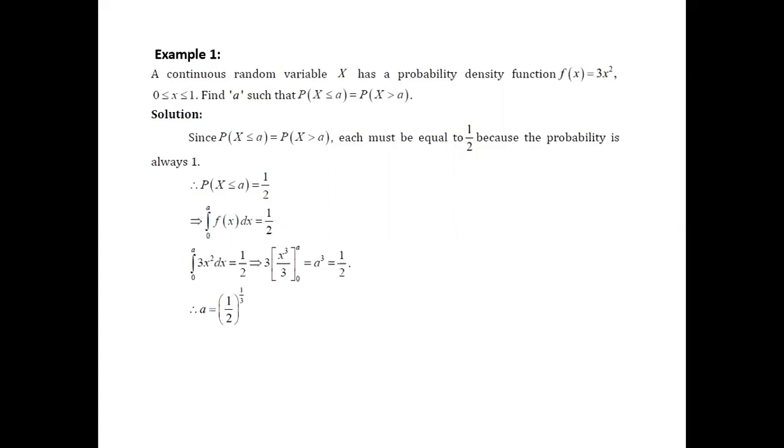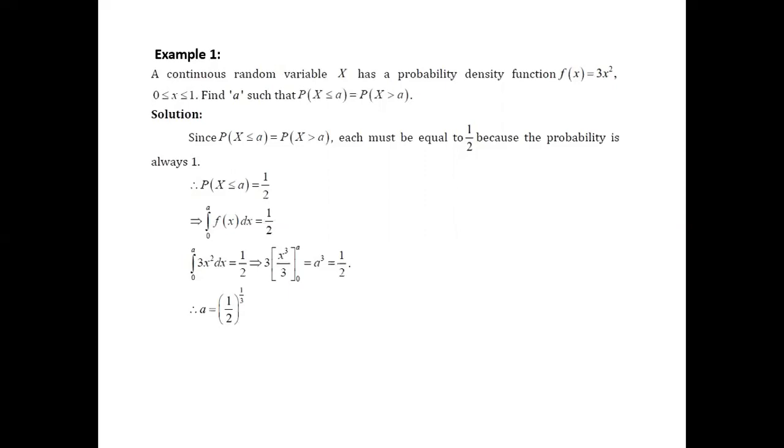greater than A. Now, since the probability of X less than or equal to A equals the probability of X greater than A, both probabilities are equal to 1/2. Therefore, the probability of X less than or equal to A equals 1/2. So, by the definition of the probability density function, the integral from 0 to A of f(x) dx equals 1/2.